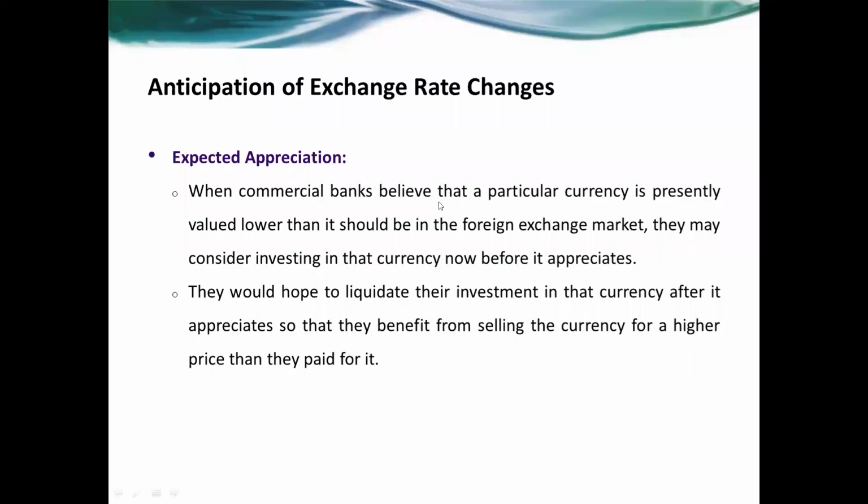Right? So expected appreciation means, assuming that the commercial banks believe that the particular currency, that means a particular currency at present valued lower, right? And they expect that it could be appreciated in future. Right? So they believe that now the currency is at a very low value, but they believe that it's going to appreciate soon. Right?